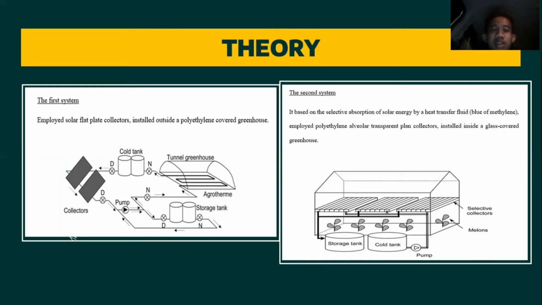So the diagram you can see is there. You can see if you want. For the second system, it is based on the selective absorption of solar energy by a heat transfer fluid and employs polyethylene alveolar transparent plant collectors, and it is installed inside a glass covered greenhouse. Next slide.